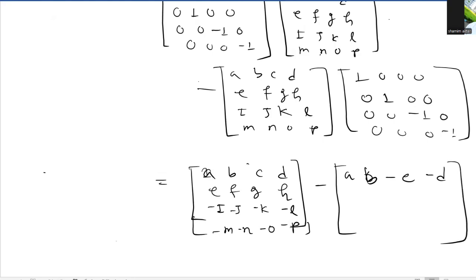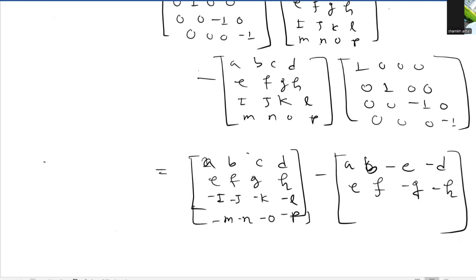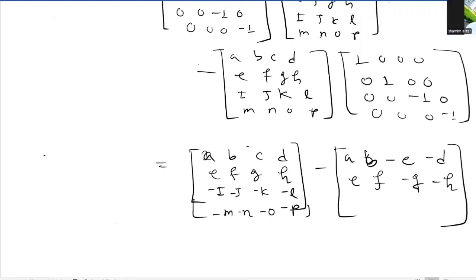The next rows of XA are E, F, minus G, minus H; then I, J, minus K, minus L; and then M, N, minus O, minus P.